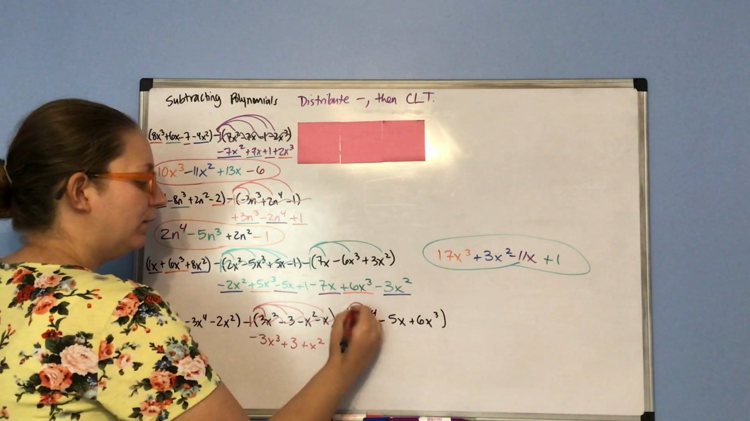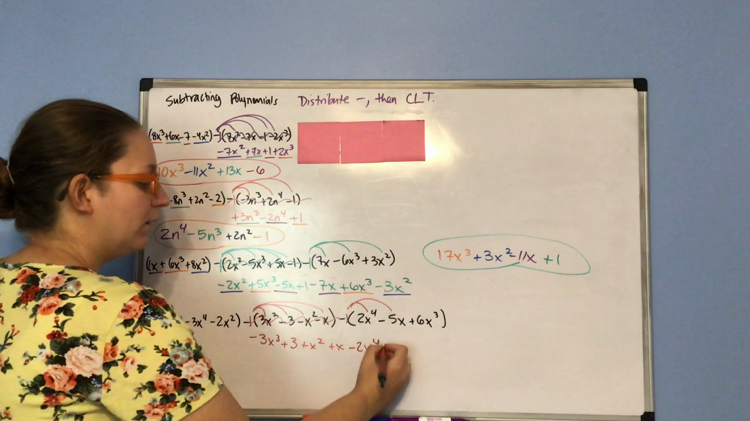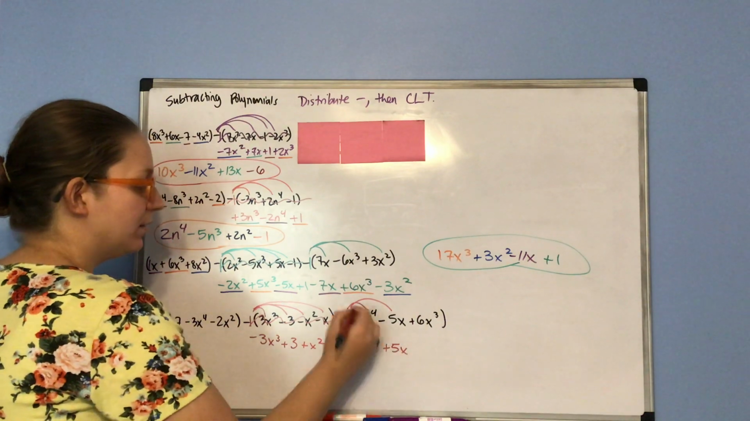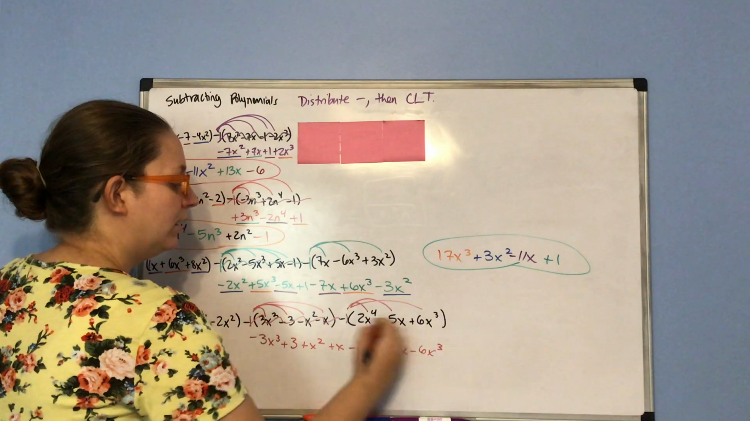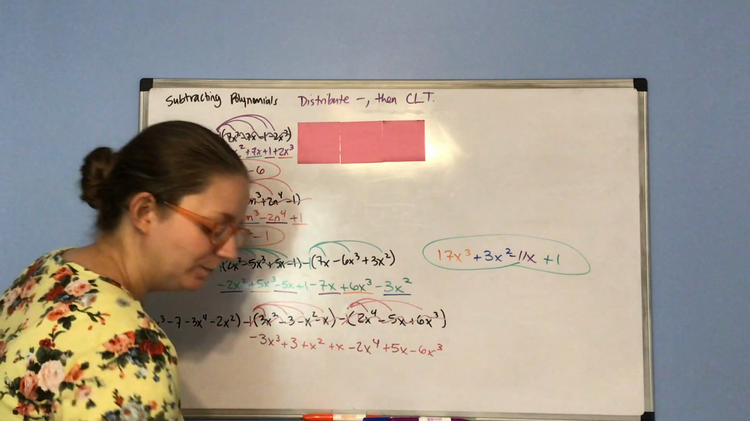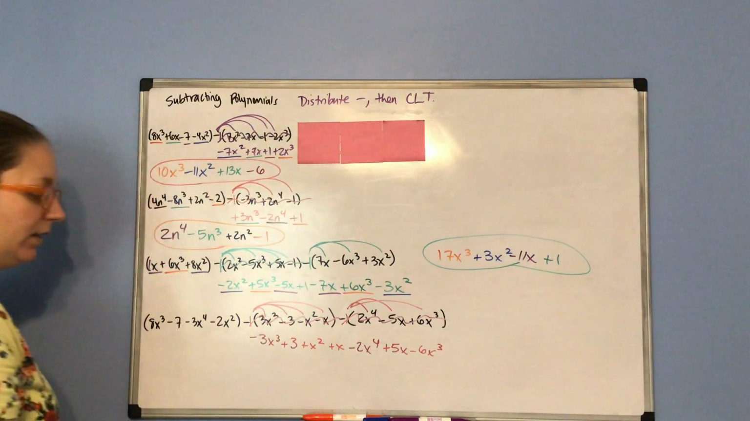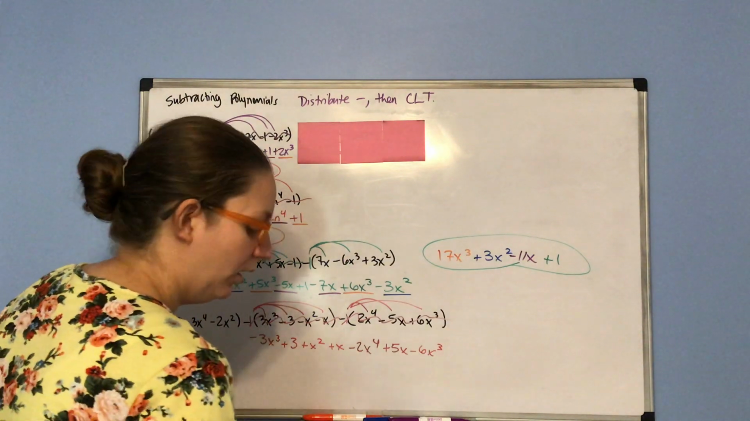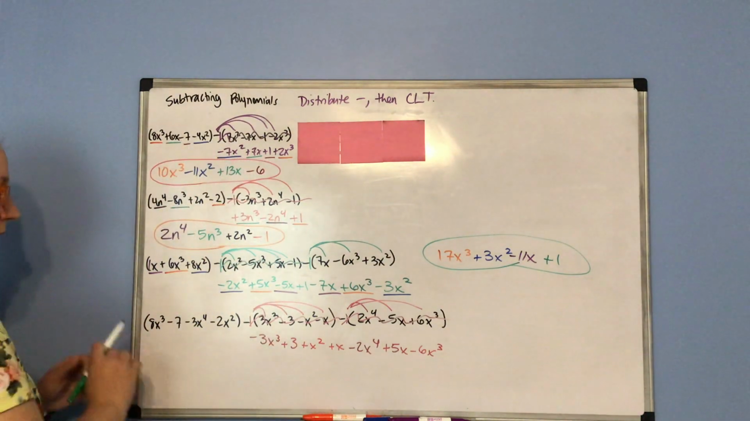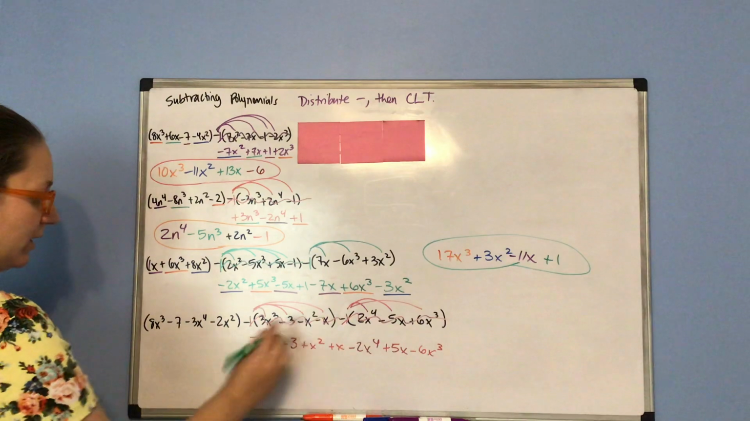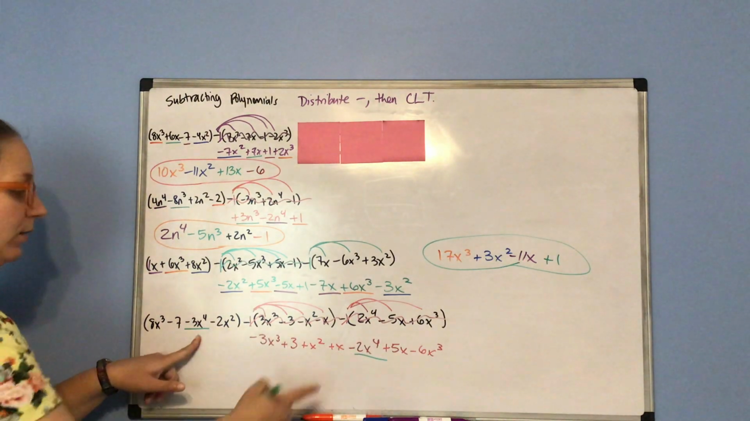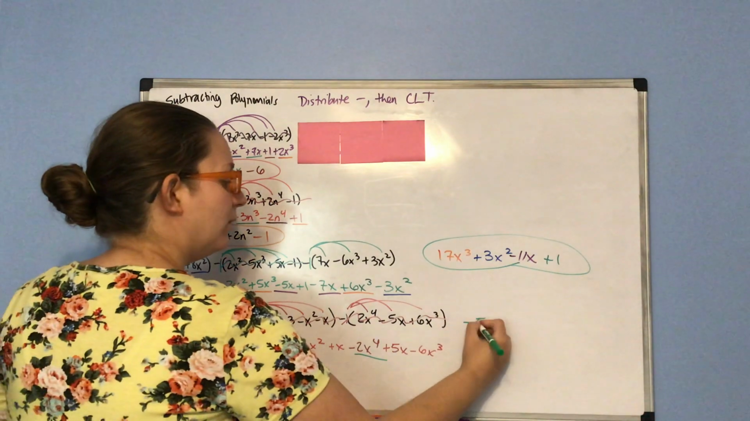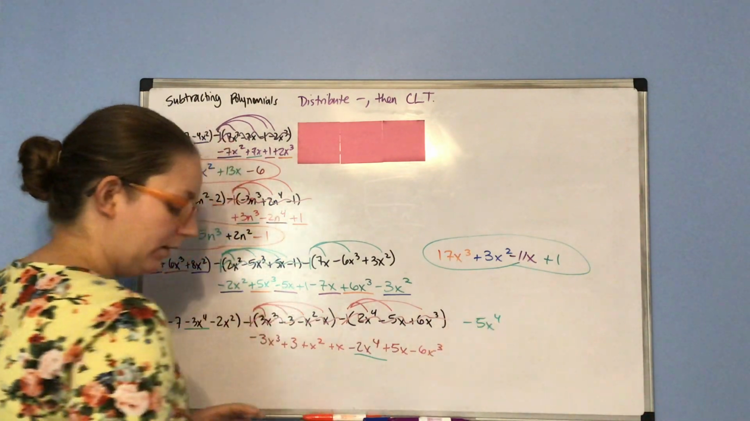Negative 2x to the fourth. Negative negative gives that a positive 5x. And then I get a negative 6x to the third. Scratch that out if you'd like. We are nearly done. We just need to combine all of our like terms. Taking a quick look here, the biggest exponents we have are fourth powers. Negative 3 minus 2 gives me negative 5x to the fourth.